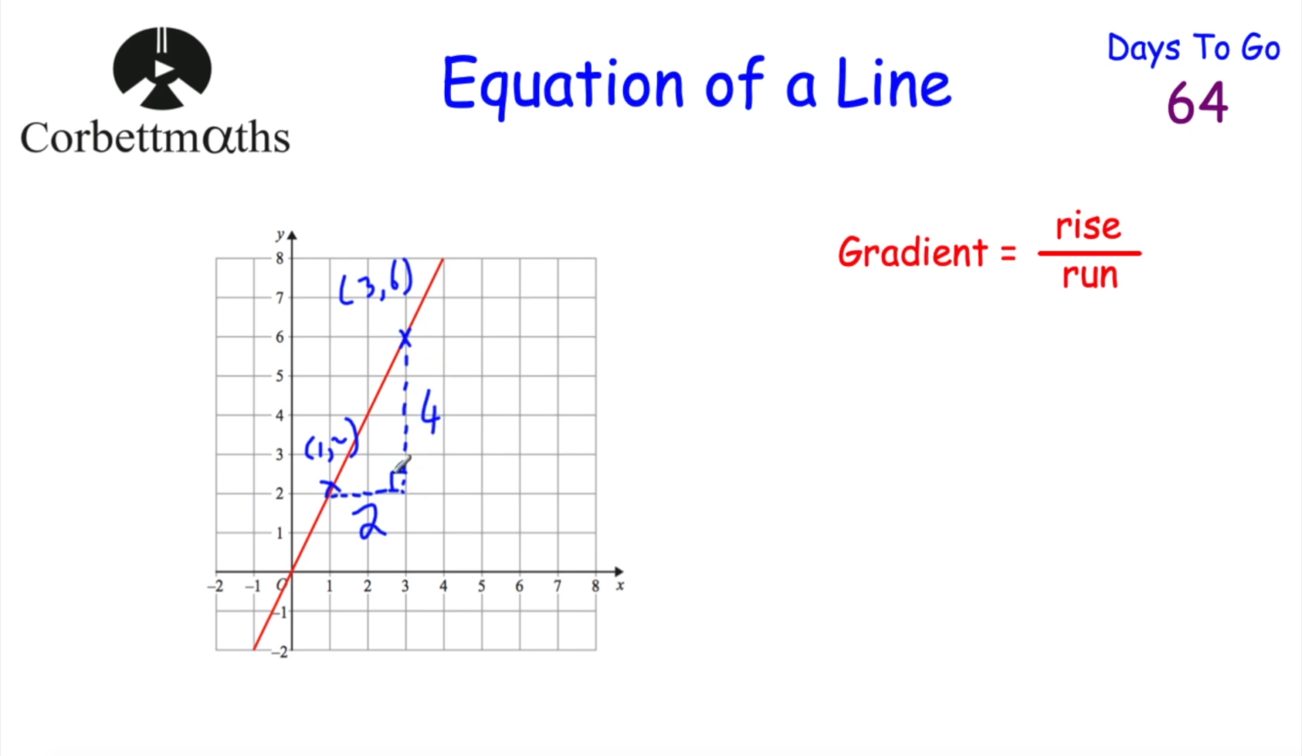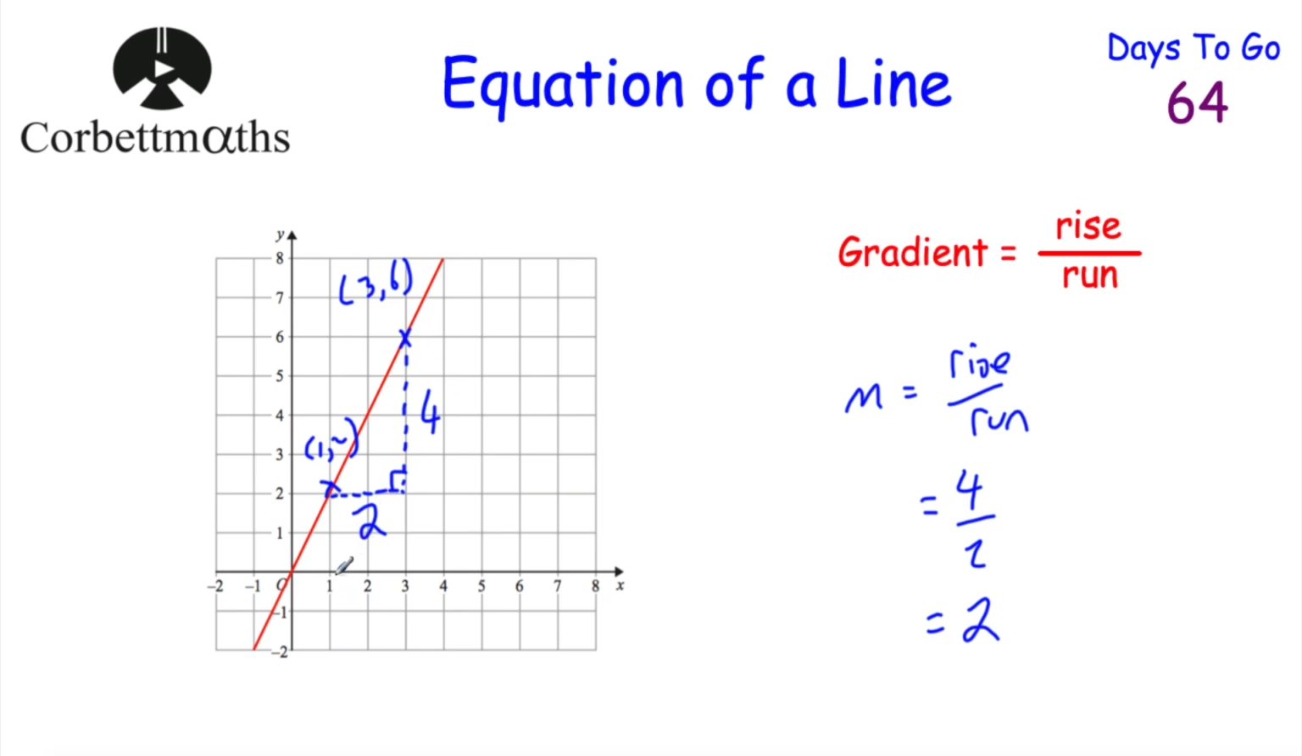So we've got the rise divided by the run. So the gradient, now we call the gradient m. M is equal to the rise divided by the run. So if we have a look at our triangle, the rise is 4 and the run is 2, and 4 divided by 2 is equal to 2. And that means the gradient of this line is equal to 2. So for every 1 unit you go across, you go up 2.